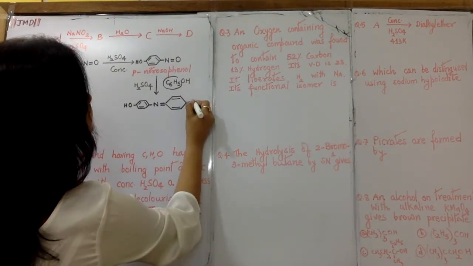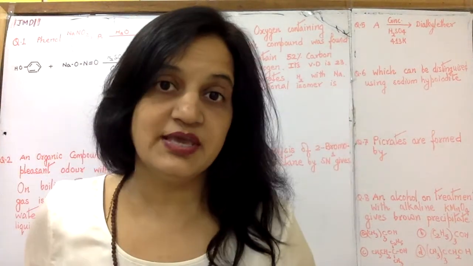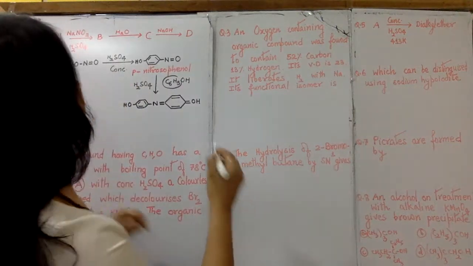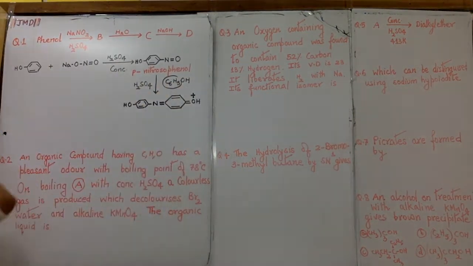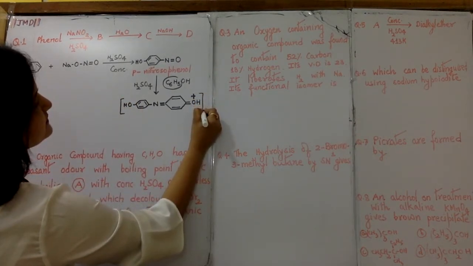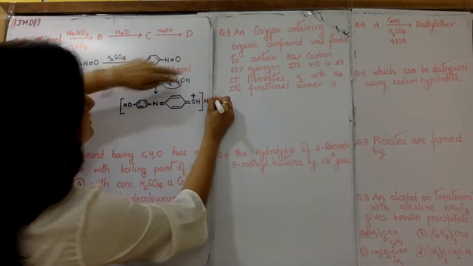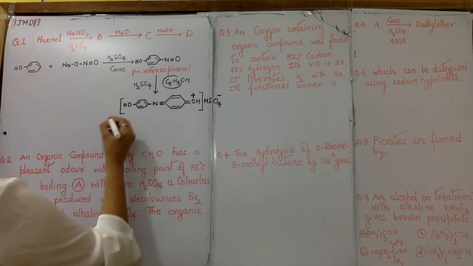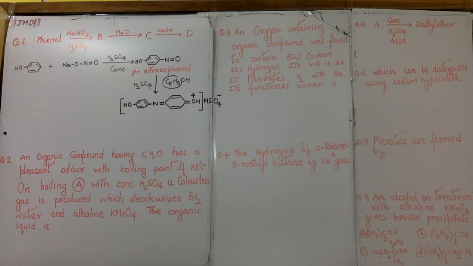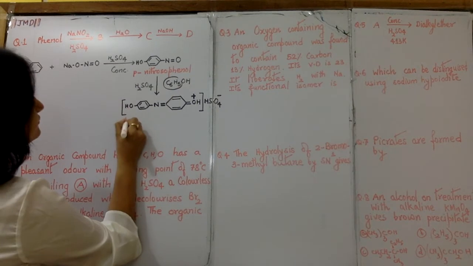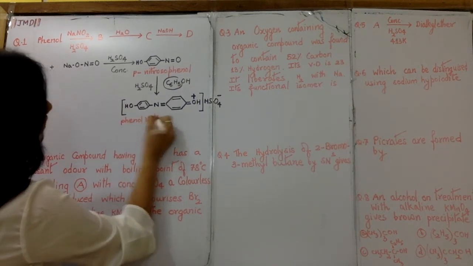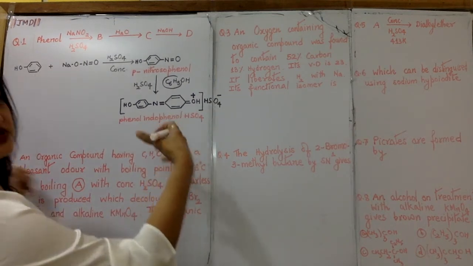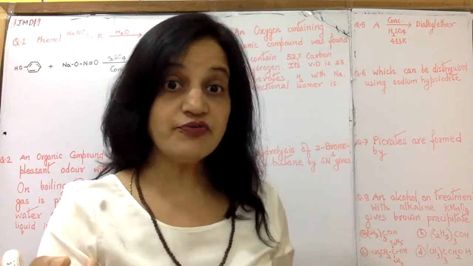And then double bond O, OH. Since oxygen is divalent, it should make 2 bonds, but here you see oxygen is making 3 bonds by using one of its lone pair. So we put a positive charge on the oxygen, and then this gets connected to HSO4 minus. Now let us name it. This molecule is an indophenol derivative. We call it phenol indophenol hydrogen sulfate. You can write the name also, but I'm not writing the name. You understood it.